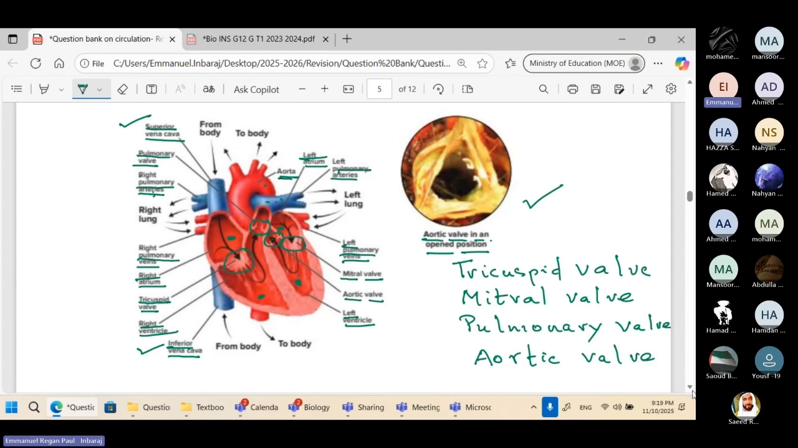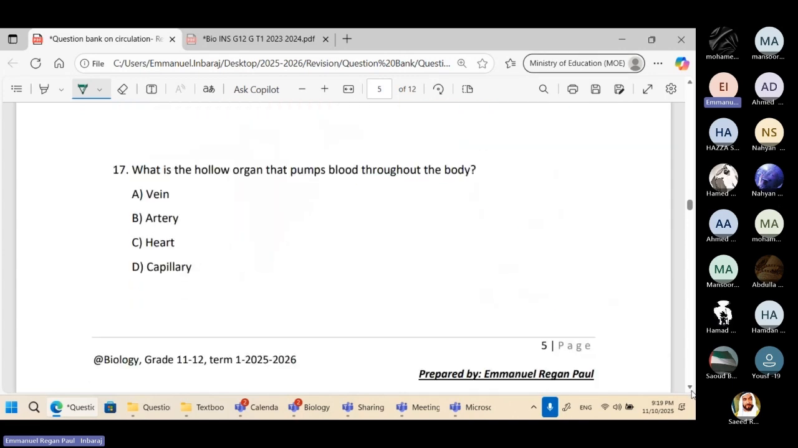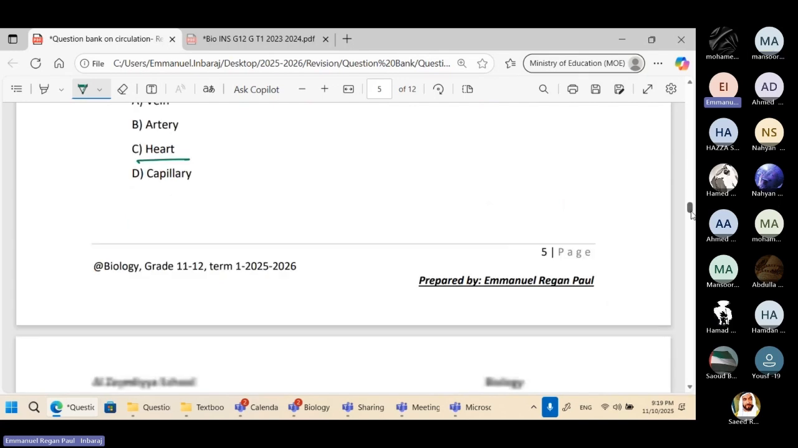Now let's go here and see what questions we can see. This is a very simple question. What is the hollow organ that pumps blood throughout the body? What's the answer? Heart. Heart is the hollow organ. Okay, let's go to the next question.